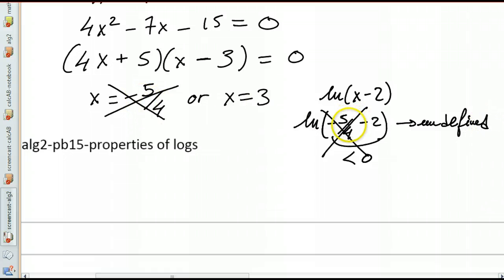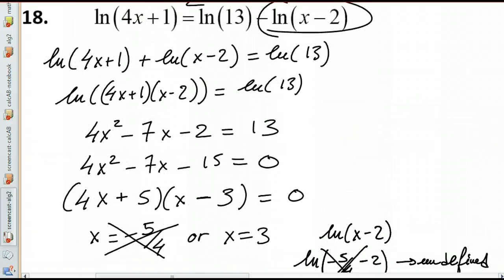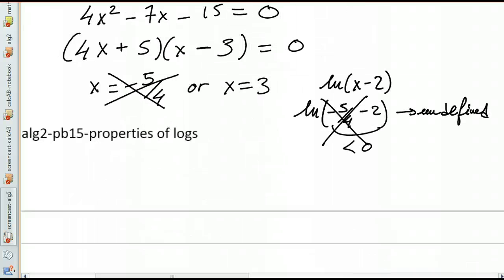You can never have something negative inside an ln. You remember the domain of ln is all positive real numbers. 3 is not the problem there. Therefore, the solution is x equals 3, and we discard this one, okay? All right, I'll stop it here.